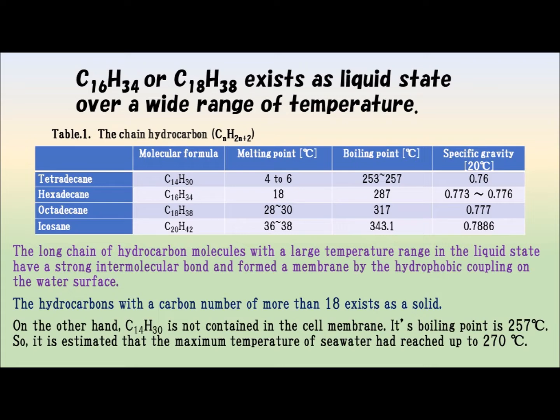The hydrocarbons with a carbon number of more than 18 exist as solids. On the other hand, C14H30 is not contained in the cell membrane. Its boiling point is 257 centigrade. So, it is estimated that the maximum temperature of seawater had reached up to 270 centigrade.